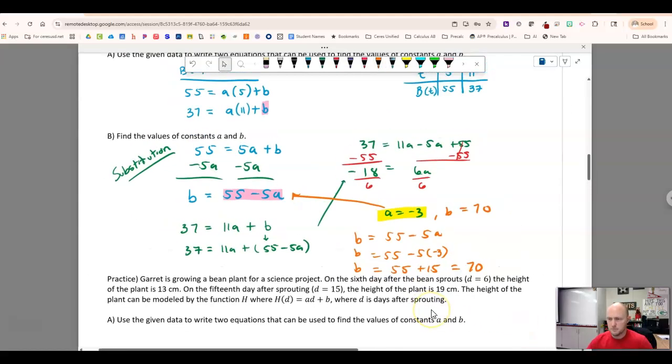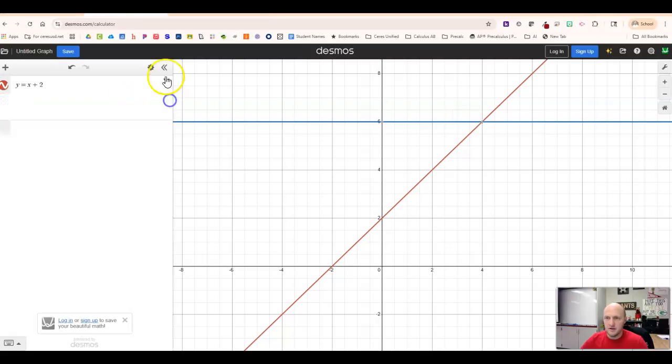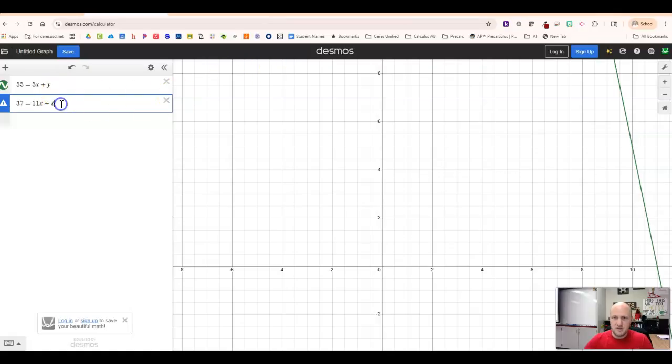Okay, there you go. Now, how else could I have solved this? I want to show you solving by graphing on a calculator here. I'm going to enter these two equations. 55 equals 5a plus b, and I have 37 equals 11a plus b. Now you'll notice it's not graphing because Desmos does not like these variables. They like the variables x and y. And so I'll take out a and put x, and take out b and put y. So a is x and b is y.